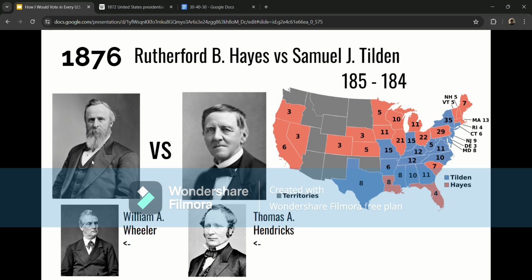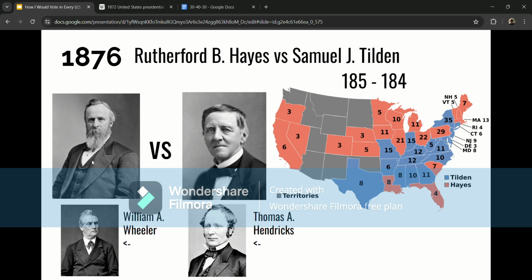Now we make it to 1876. This is another one of those elections that would have been extremely difficult for me to have chosen a candidate for, just like 1844. This is again in my top 5 hardest elections to make a decision on. For most people, I think it would have been cut and dry, but for me, because of the issues that I take very seriously and are personally extremely important to me, it makes things complicated.